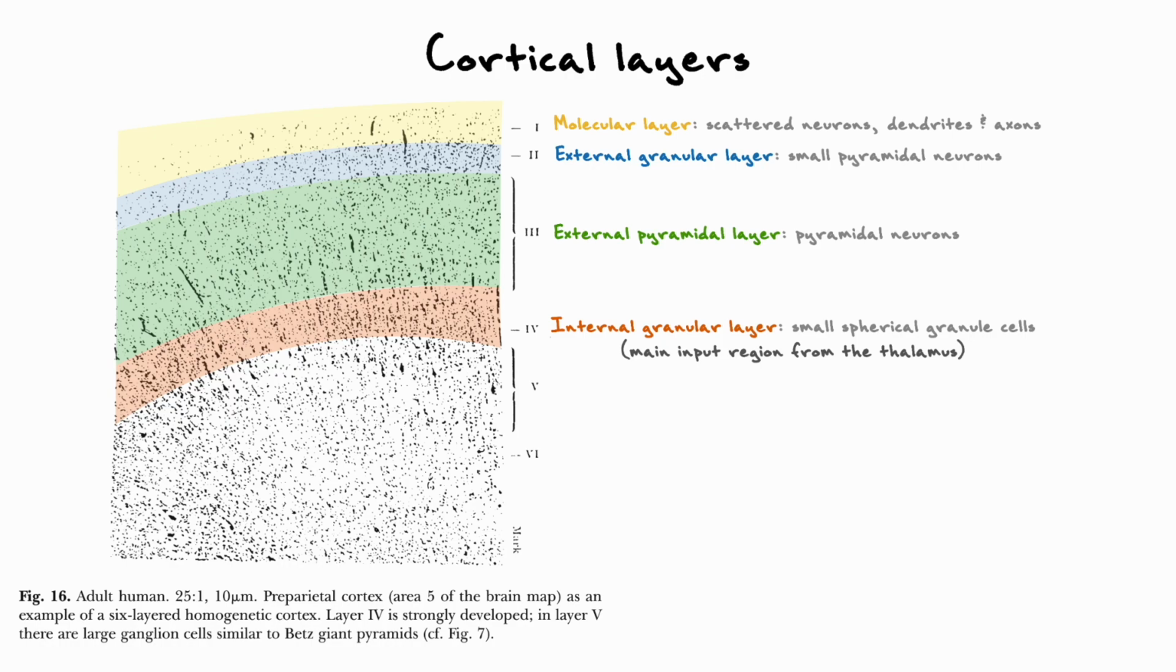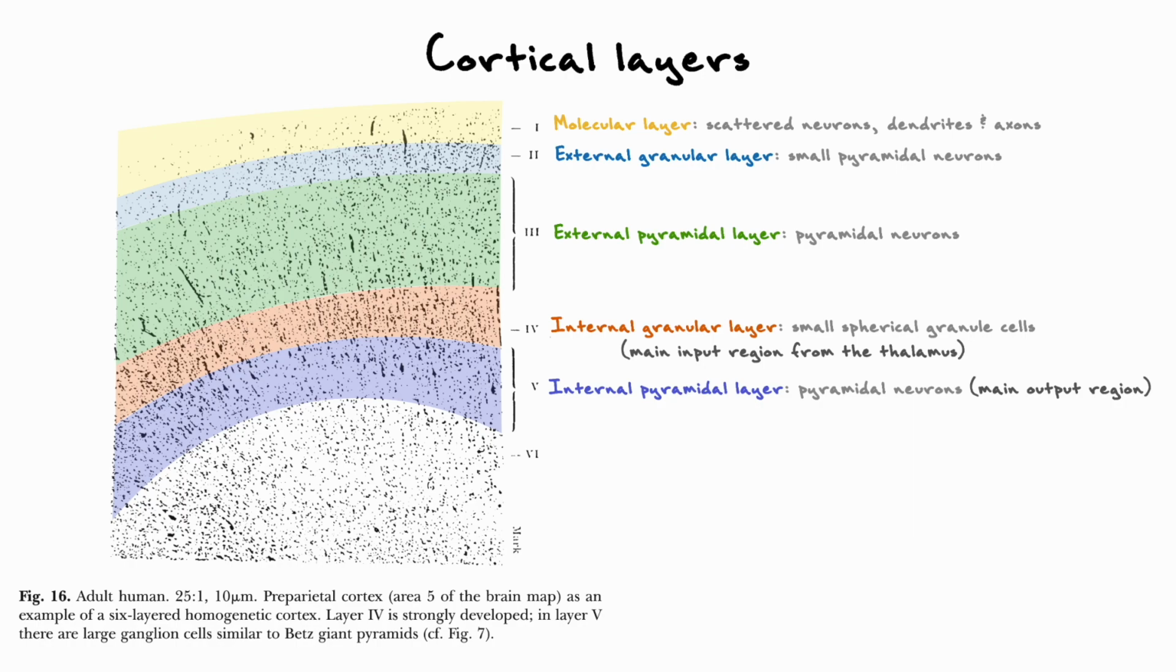Then, we arrive at layer 4, the internal granular layer, which is a very important layer because it is the main recipient of sensory input from the thalamus, and as you will see soon, this layer is most prominent in sensory areas. Layer 4 is mostly made out of small spherical neurons called granule cells. The fifth layer, the internal pyramidal layer, also represents an important layer because it contains pyramidal neurons that constitute the main output pathway out of the neocortex.